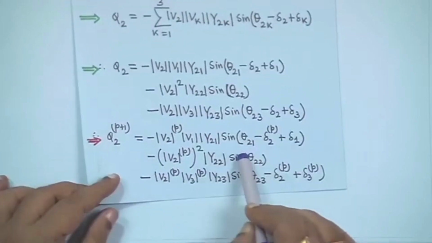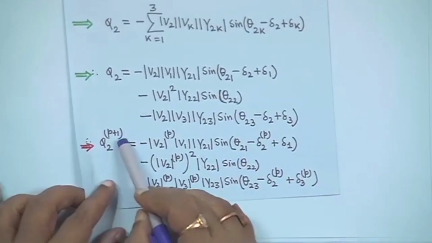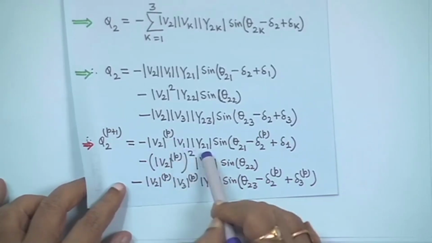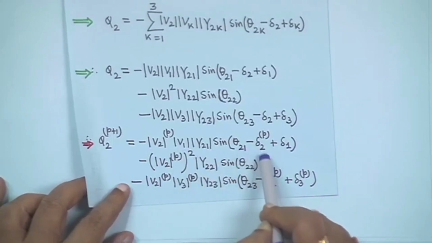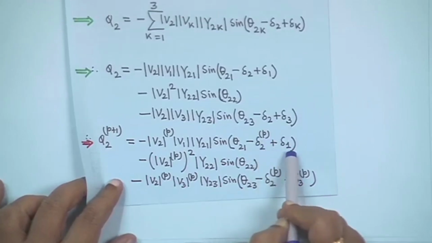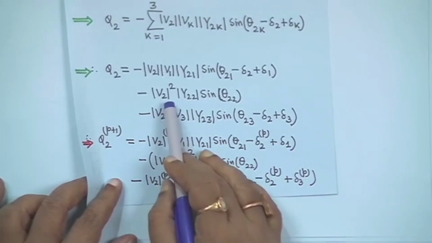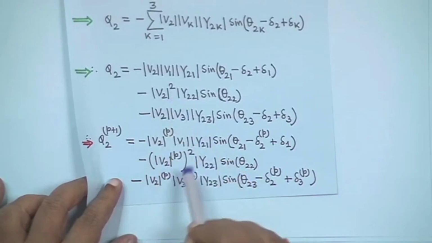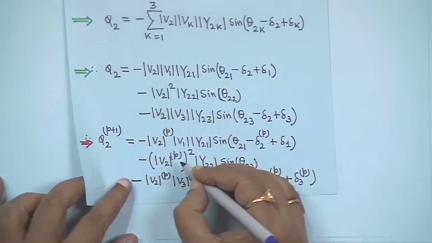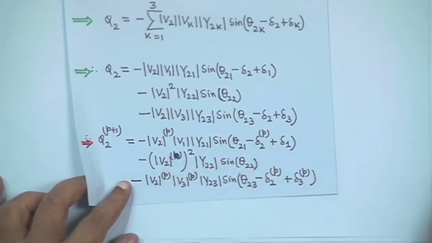Now, for the iterative procedure, Q2^(p+1) is given in terms of V2^p. V1 is the slack bus, so there is no question of putting p there. |Y21| is a constant, sin(θ21 − δ2^p + δ1), because bus 2 is a PQ bus, delta 2 will also vary, that is why it is p. Delta 1 is the slack bus angle, which is actually 0. Then minus |V2|^2 — this voltage magnitude is constant, actually no need to put p, because bus 2 is a PV bus, so this voltage magnitude will remain constant.